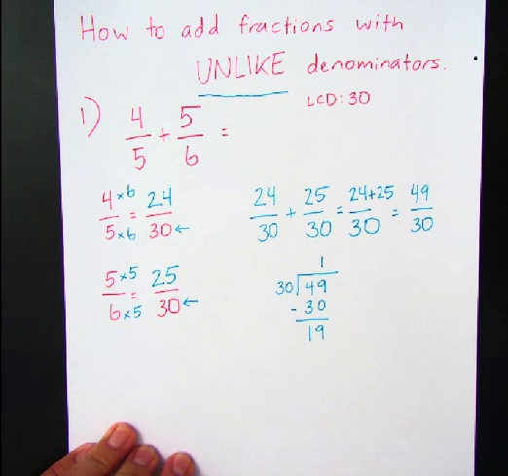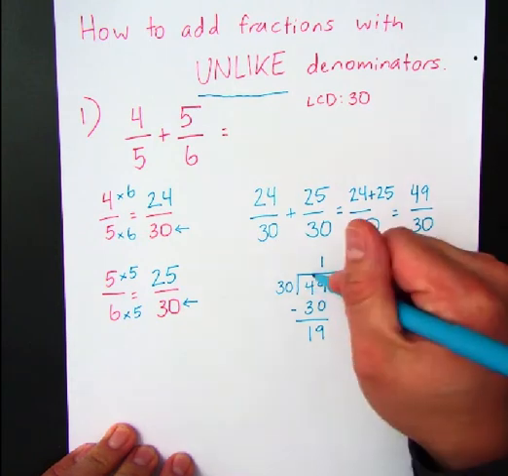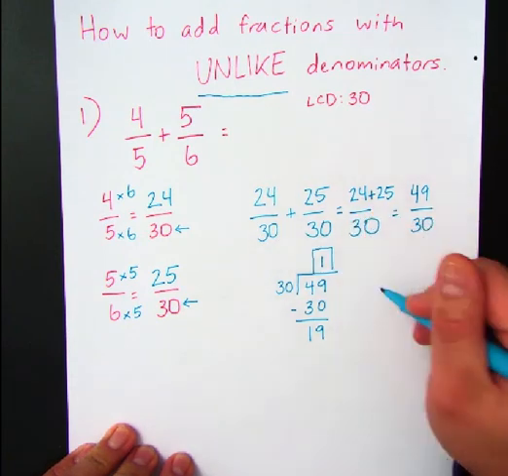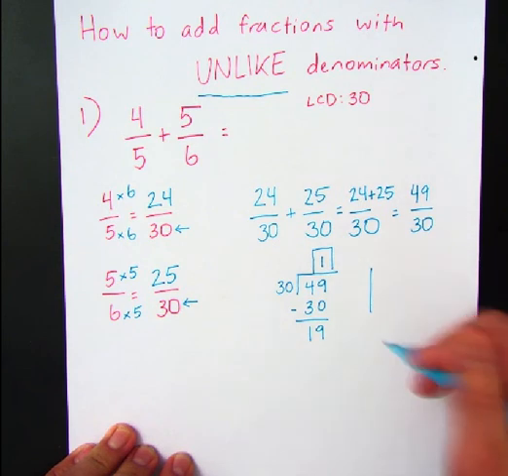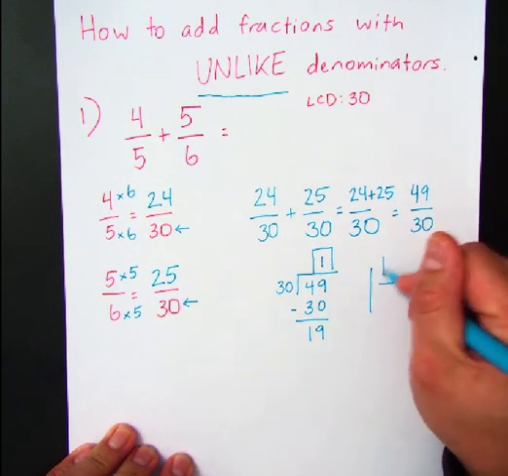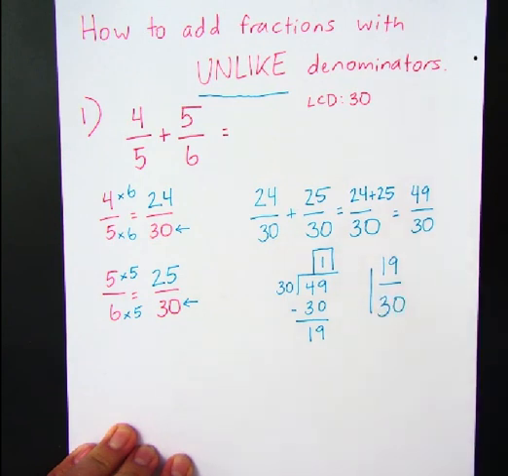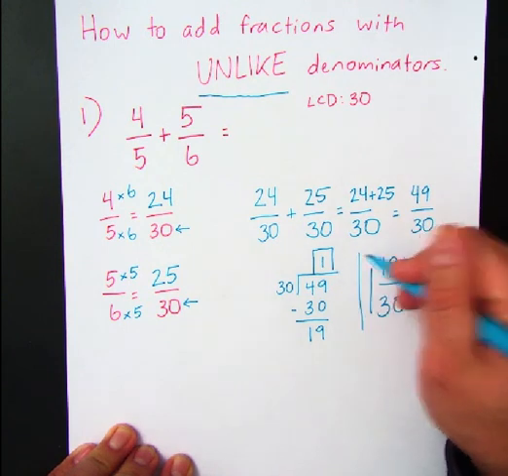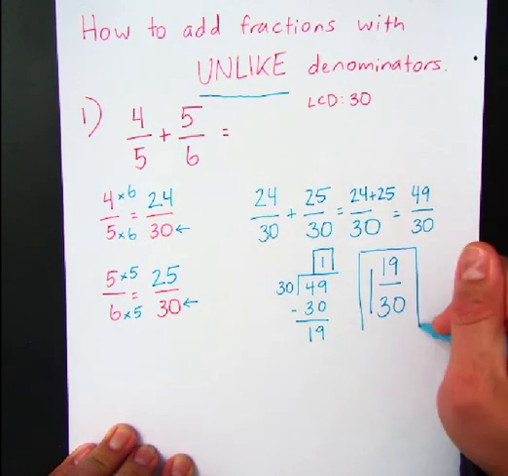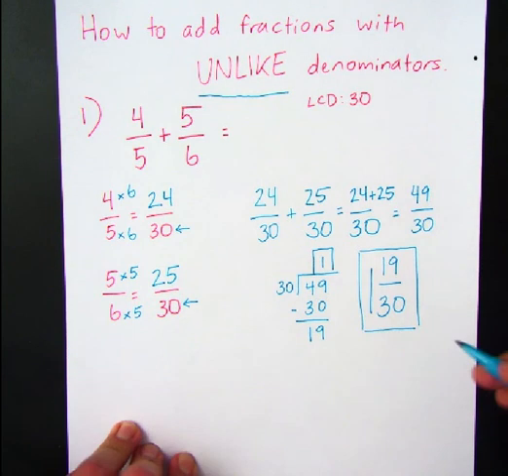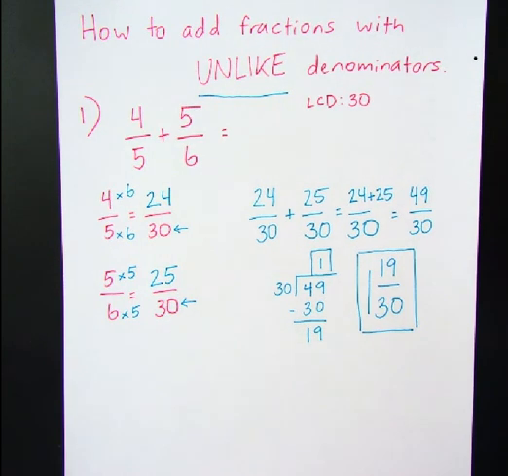Okay, let me go ahead and write this as a mixed number. Again, the number on top goes out in front as my whole number. My remainder goes on top. And my denominator does not change. It stays the same as 30. So my answer would then be 1 and 19 over 30. This cannot be simplified anymore because 19 is a prime number and has no factors other than 1 and itself.